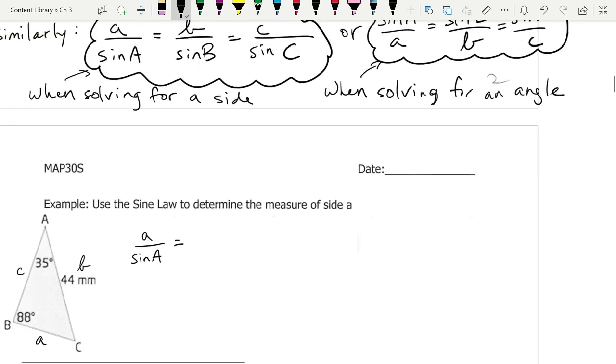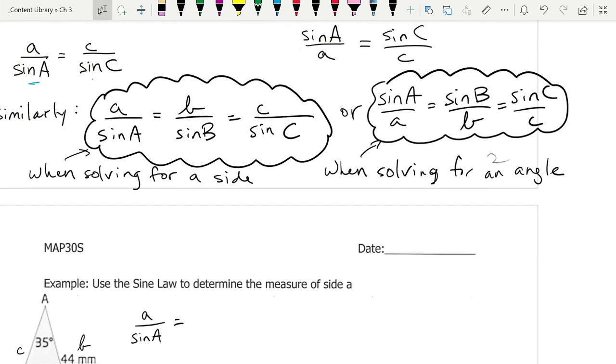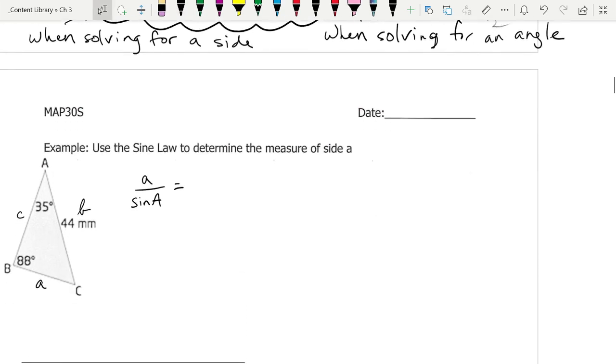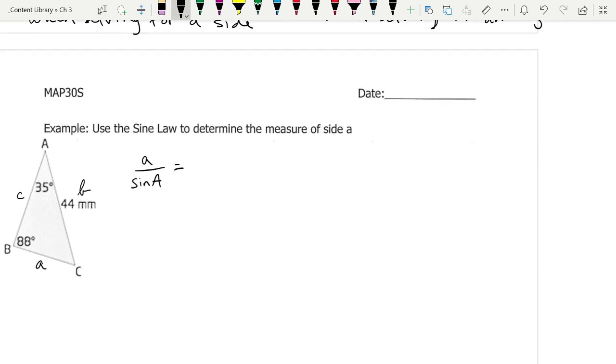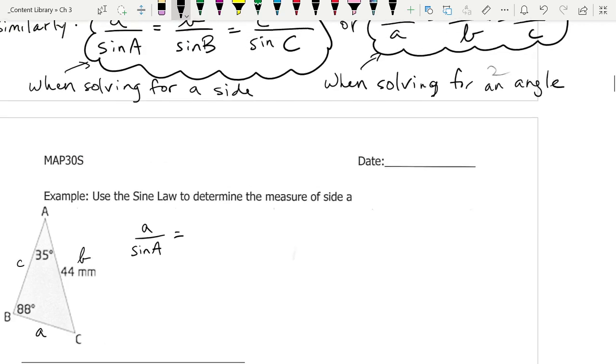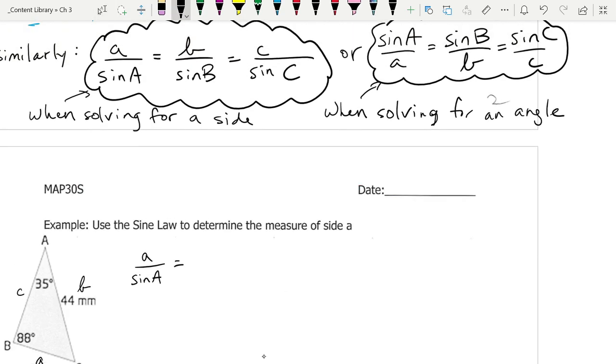Now, I have three parts to this ratio. I never use all three at the same time. So I'm going to choose between using this part of the ratio or this part. Now, which part do I know both things? Well, I know angle B and I know side B. So I'm going to use this second part of the ratio, B over the sine of angle B.